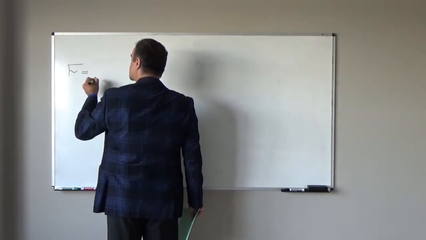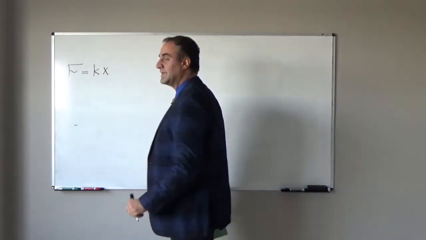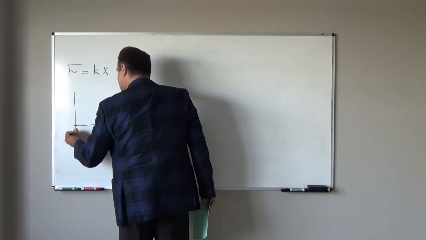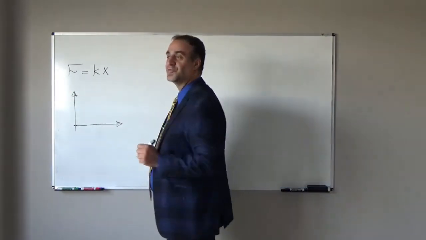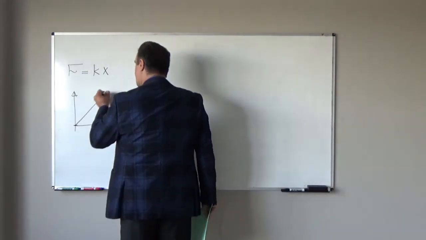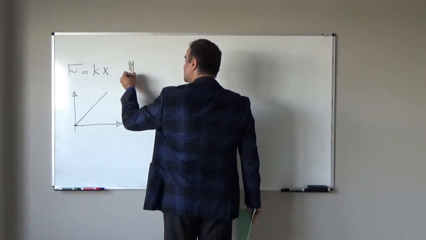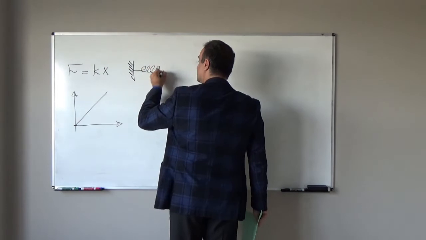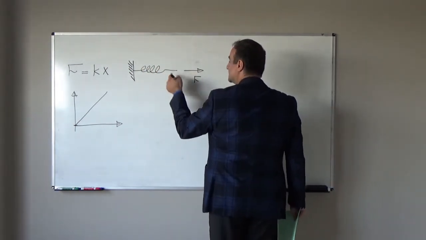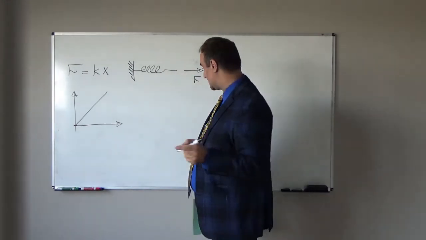As I mentioned, Hooke's law states F is equal to Kx. What does that mean? For linear elastic material, force and deformation are proportional. It means if we have one spring and I apply force, the displacement or deformation and the force are proportional.